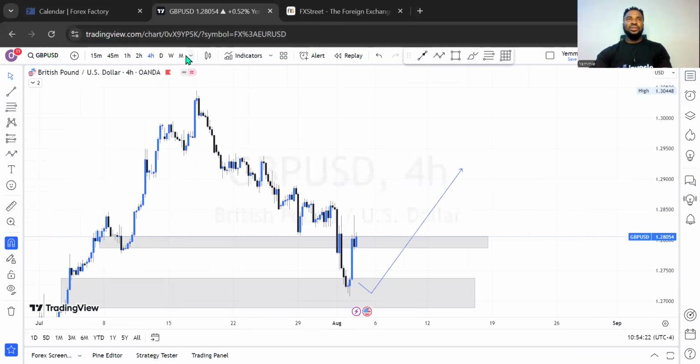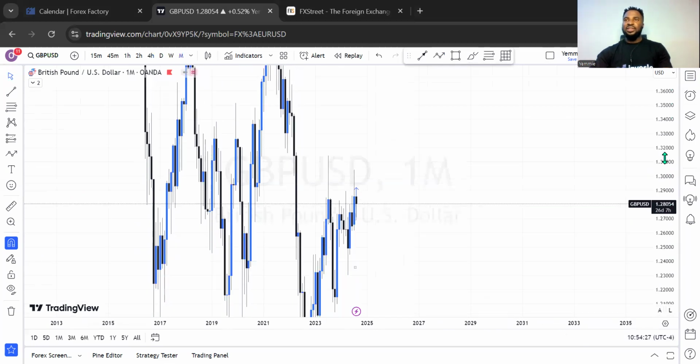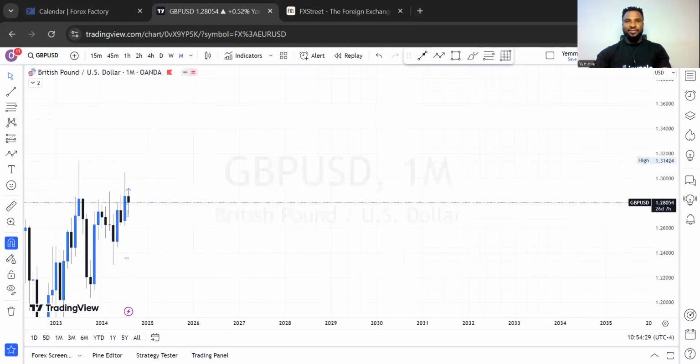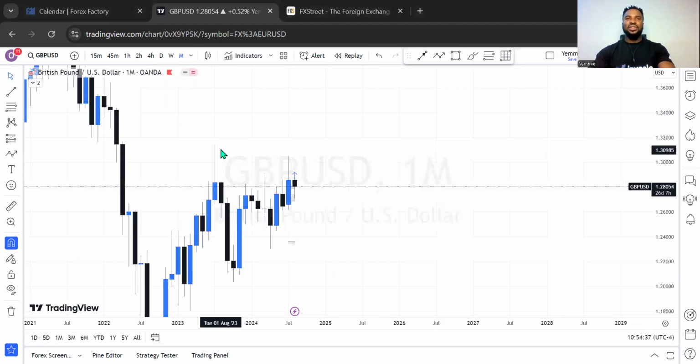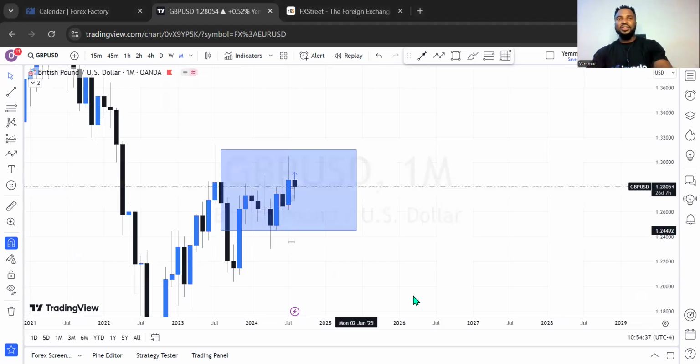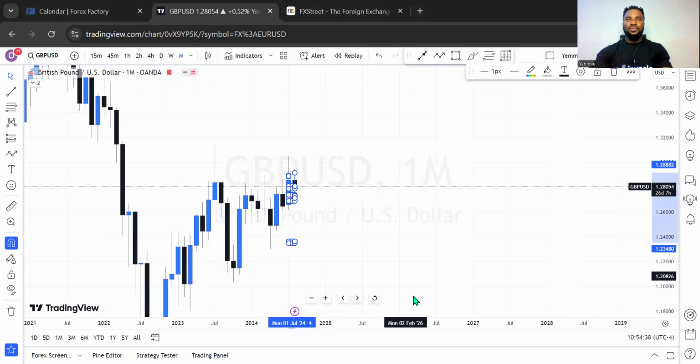On the monthly outlook, let's see what we have there. Okay, I'm going to remove everything here so my chart will not be messy.